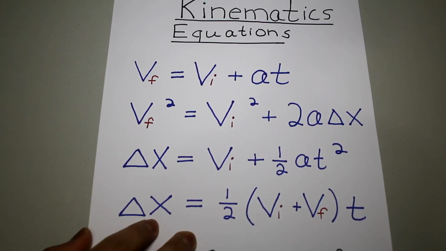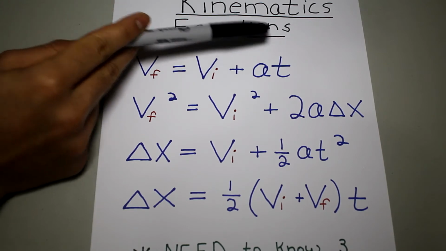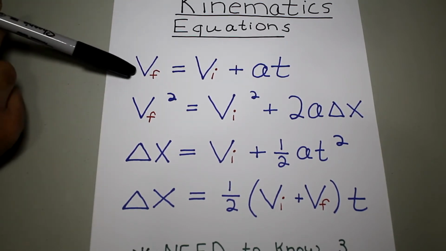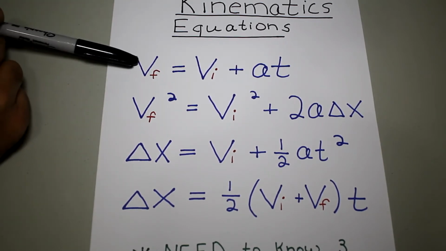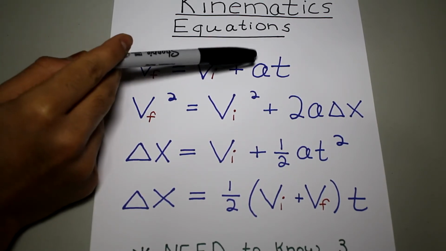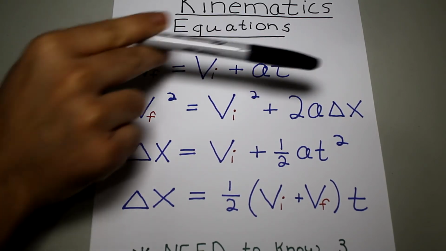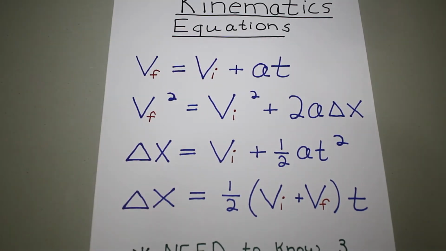So let's say, for example, you're given velocity initial, acceleration, and change in time. You can figure out velocity final from this equation. You can use velocity final, velocity initial, and acceleration and plug that into this equation to figure out the change in position. So now you know all 5.